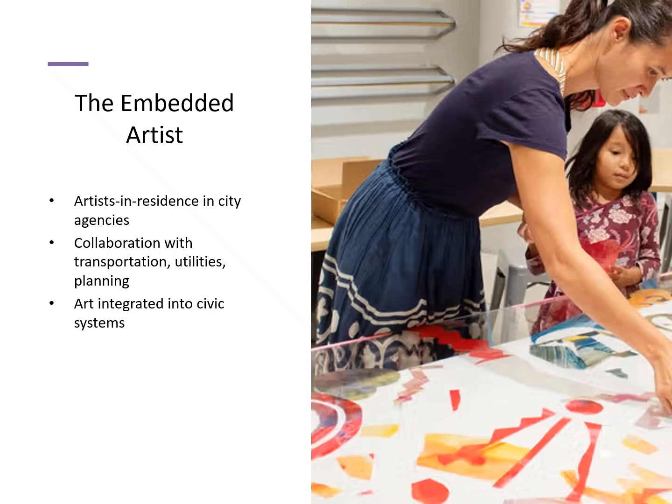Instead of being brought in at the end to add art, embedded artists help rethink how systems communicate, serve, and connect with the public. This model positions artists as problem solvers, translators, and collaborators. The embedded artist challenges the idea of the solitary genius and replaces it with a model where creativity is distributed, relational, and embedded in civic life. This approach aligns strongly with interdisciplinary practice and social engagement.